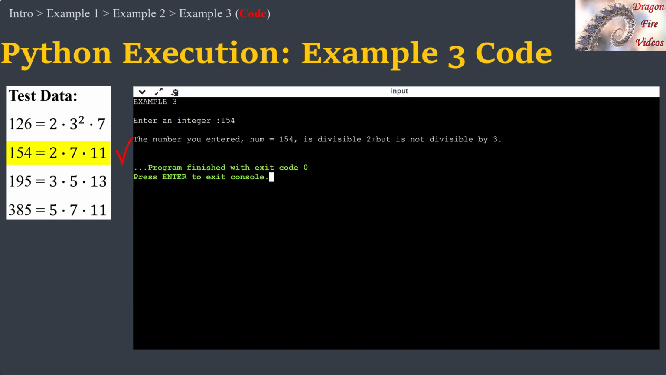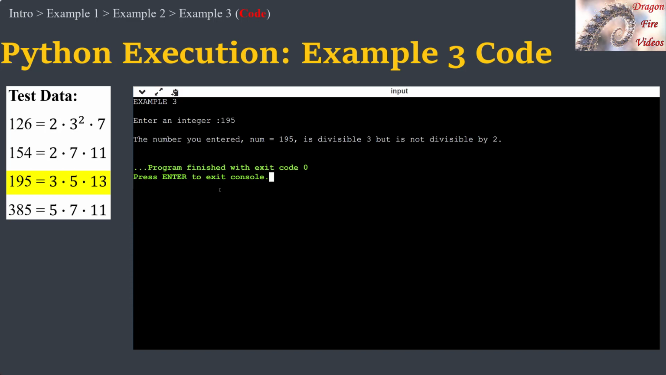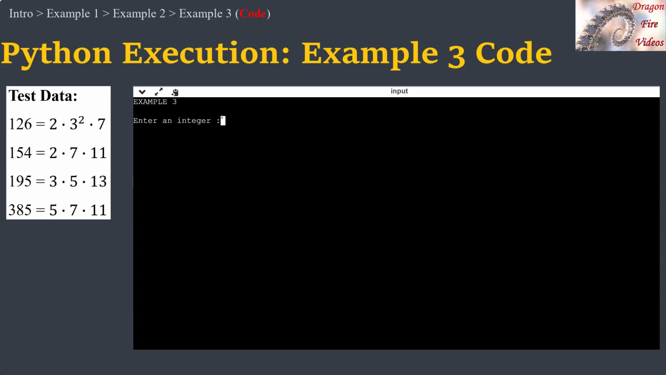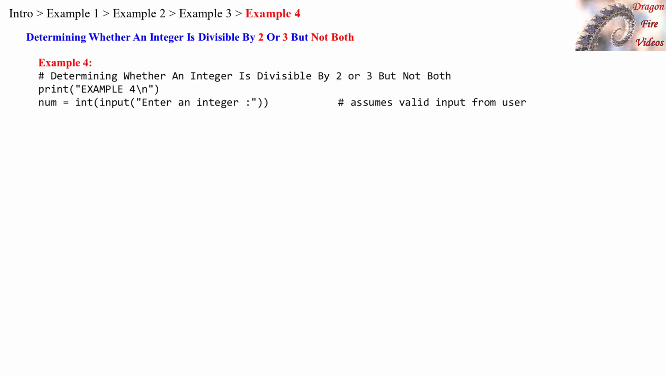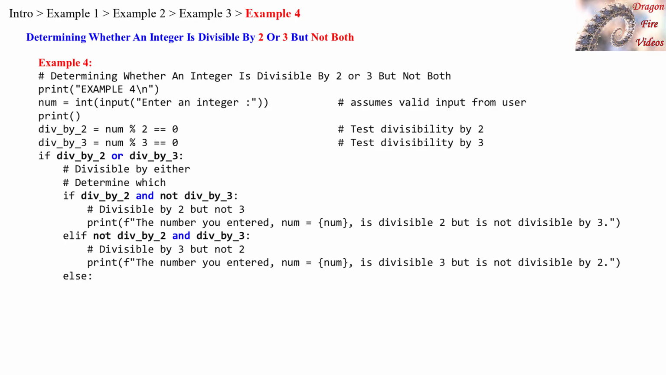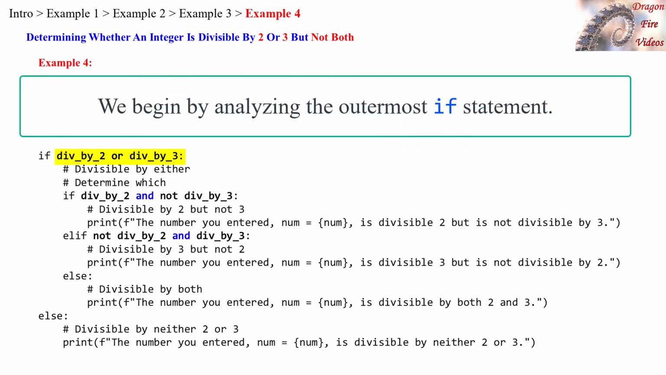154 is divisible by 2 but not 3. 195, it's divisible by 3 but not 2. And lastly, our neither case of 319 is divisible by neither 2 nor 3. So that worked precisely as we indicated. So let's look at example 4. In example 4, we see the same beginning, but notice now the difference in logic.